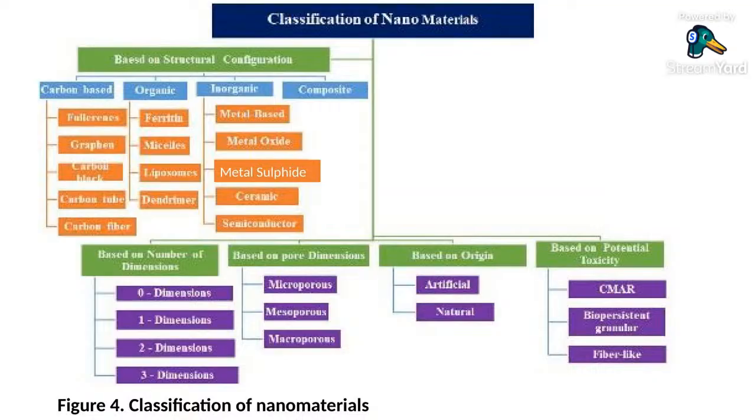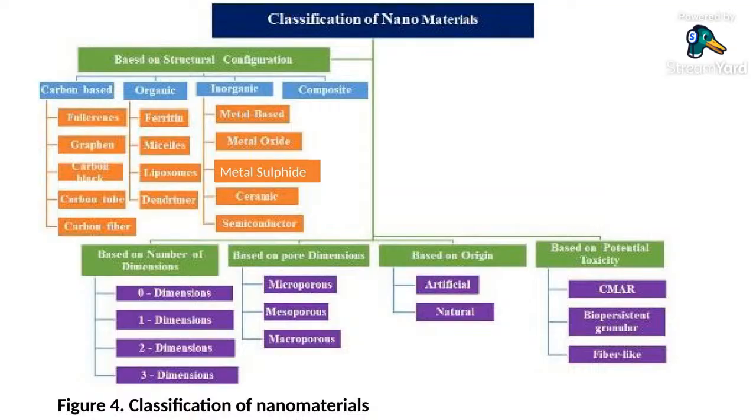Then on the basis of dimensions, there are 0 dimension nanomaterials, which are like a point. Then 1 dimension nanomaterials are like a line, so nanorods are 1 dimension nanomaterials. Then 2 dimension nanomaterials are sheet-like structures, which have length and breadth. So graphene is a 2 dimension nanomaterial. Then 3 dimension nanomaterials are cubes and different types of big rods. Carbon fiber is a 3 dimension nanomaterial.